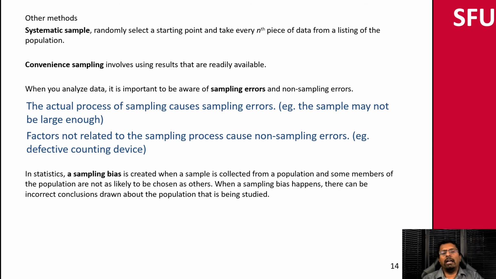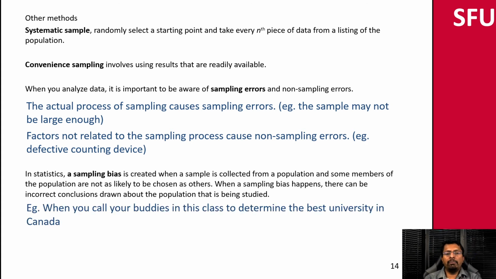So coming back, in statistics, we need to be aware of sampling bias. A sampling bias is basically created when a sample is collected from a population and some members of the population are not likely to be chosen. So when a sampling bias happens, incorrect conclusions can be drawn about the population. An example would be if you call up just your buddies to determine the best universities. If you call up all of your friends in SFU and ask them the best university, they're probably going to tell you that SFU is the best university. I'm not saying that's incorrect, but there might potentially be a sampling bias in that case.